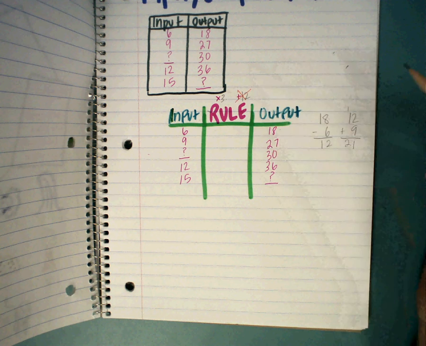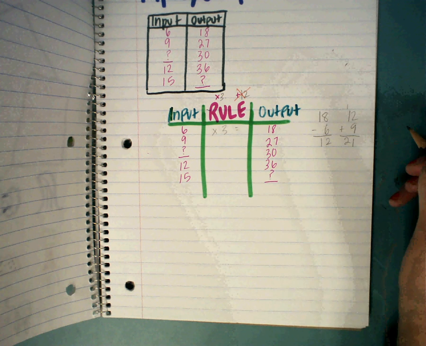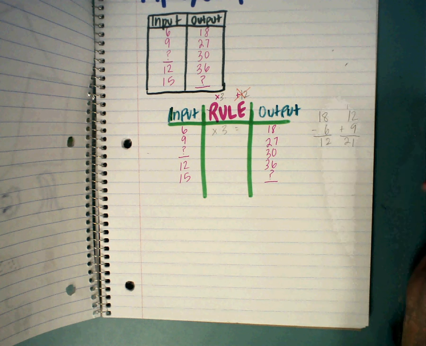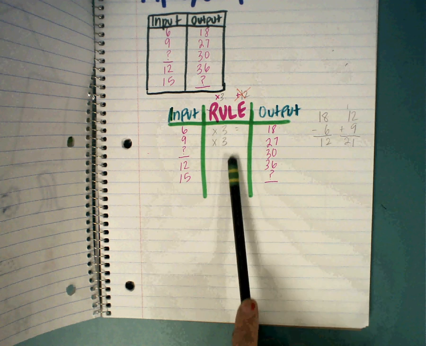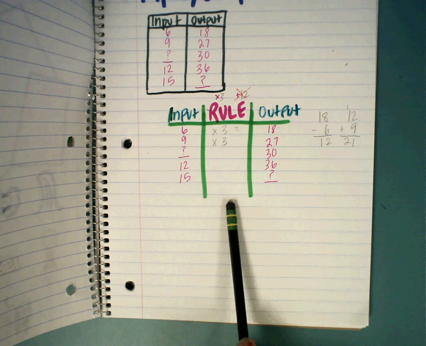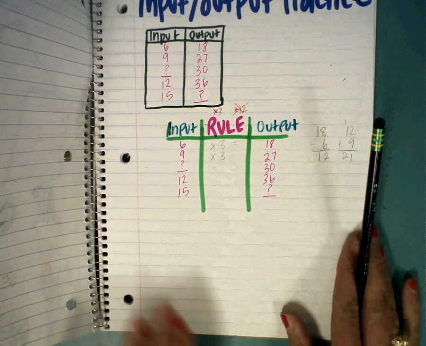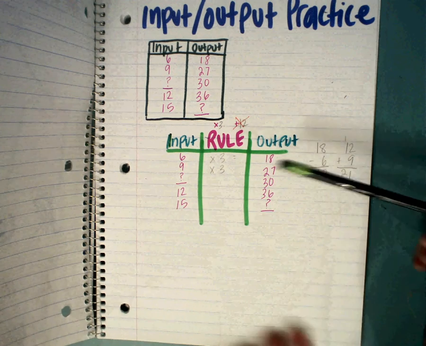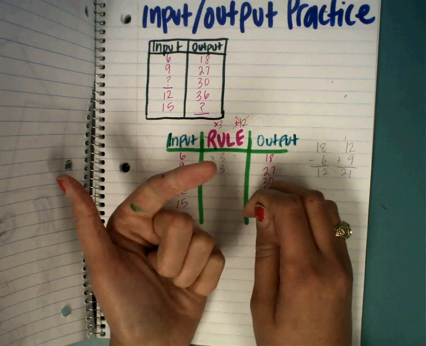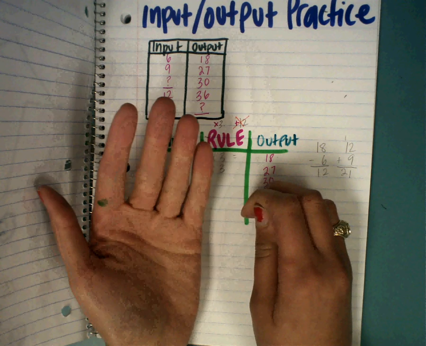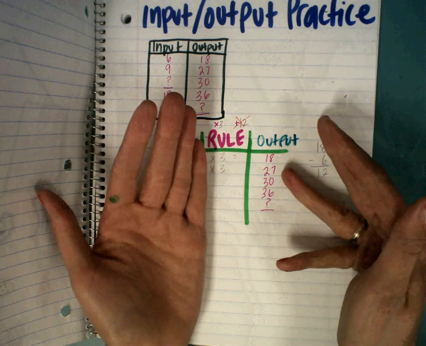Well, is 6 times 3 equal to 18? Yeah, it does. All right, what about 9 times 3? Remember that this rule has to be the same all the way down. That's so critical that you understand that. It has to be the same, okay? So let's count by threes until we get to 9 times 3. So 3, 6, 9, 12, 15, 18, 21, 24, 27. Is that what we got here? It is. So that is a true statement.